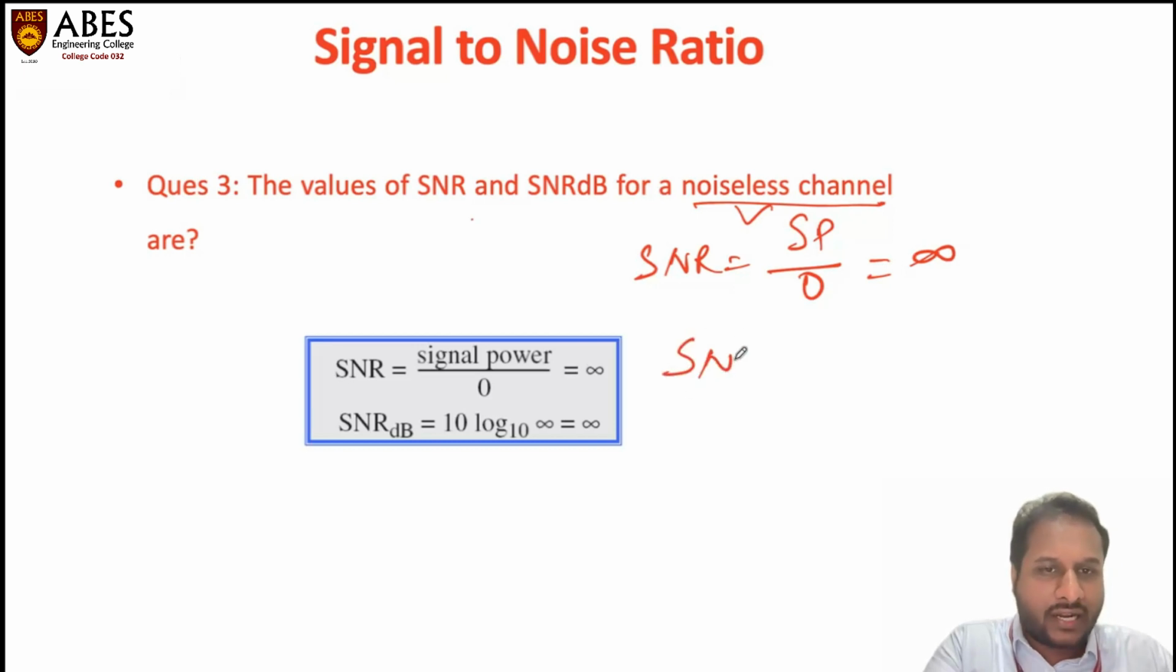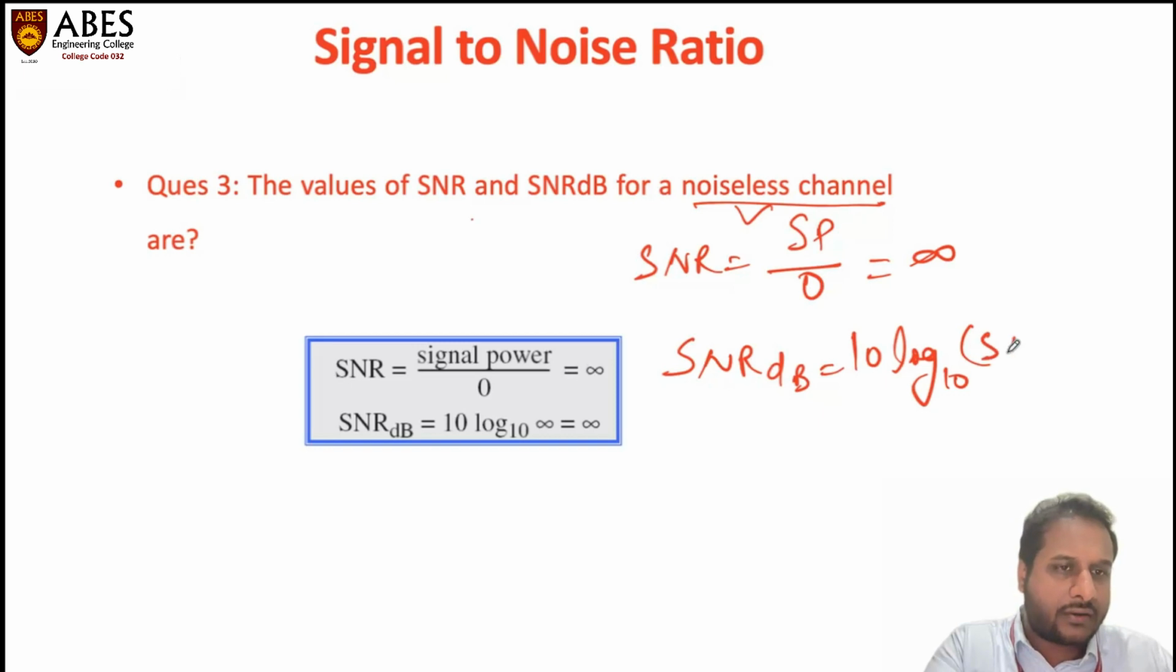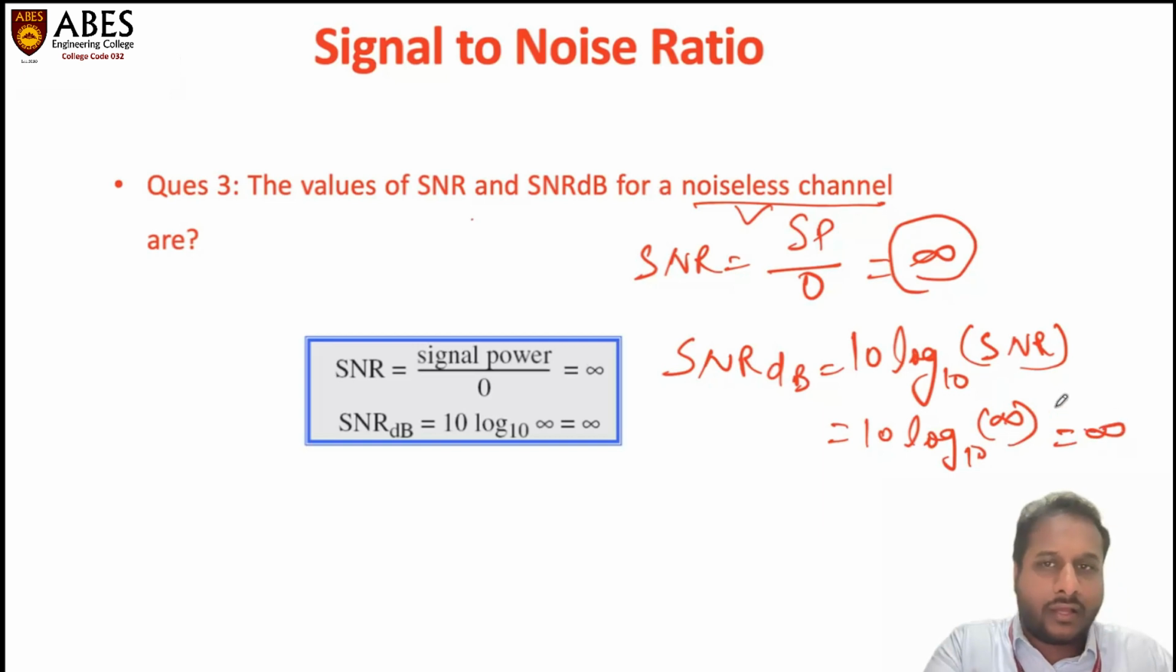When we talk about SNR dB, the formula is 10 log base 10 of SNR. We found that SNR is infinite. When we put the value of infinite in this formula, we will always get infinite. So when there is a question of finding SNR and SNR dB for a noiseless channel, it will always be infinite.